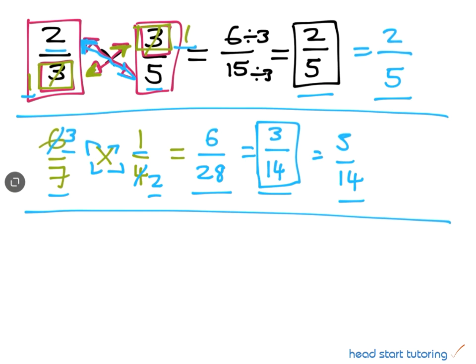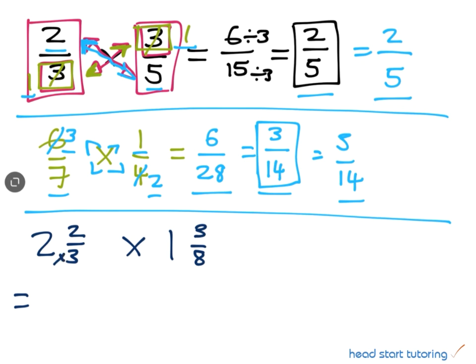Right, let's have a look at 2 and 2/3 multiplied by 1 and 3/8. So what we need to do here is we cannot multiply with mixed numbers. So we have to convert these mixed numbers into improper fractions.